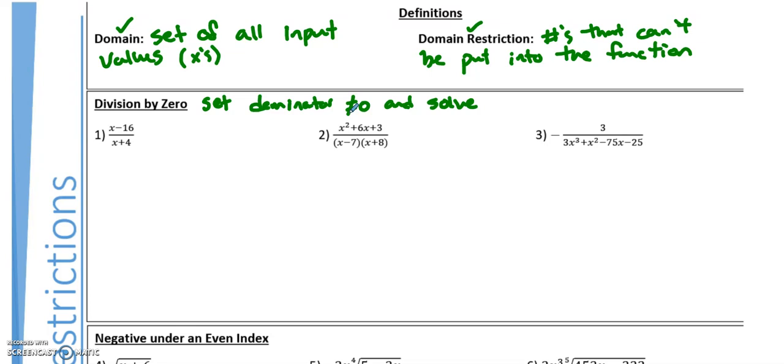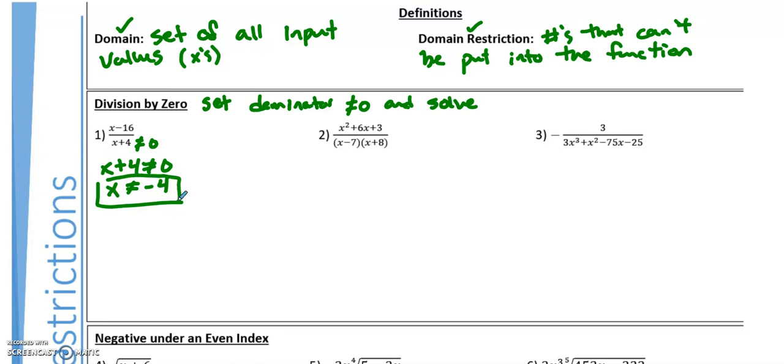So if I look at example 1 here, when I look at the first one, the x minus 16 on top doesn't give me any sort of domain restrictions because it's not giving me division by 0. It's not in a denominator. So the only piece I really need to look at is that x plus 4. And I know that it cannot equal 0. Every other number's fine, but x plus 4 can't be 0, which if I solve that, x cannot equal negative 4. So that's one way of talking about my domain. I can say x is not negative 4.